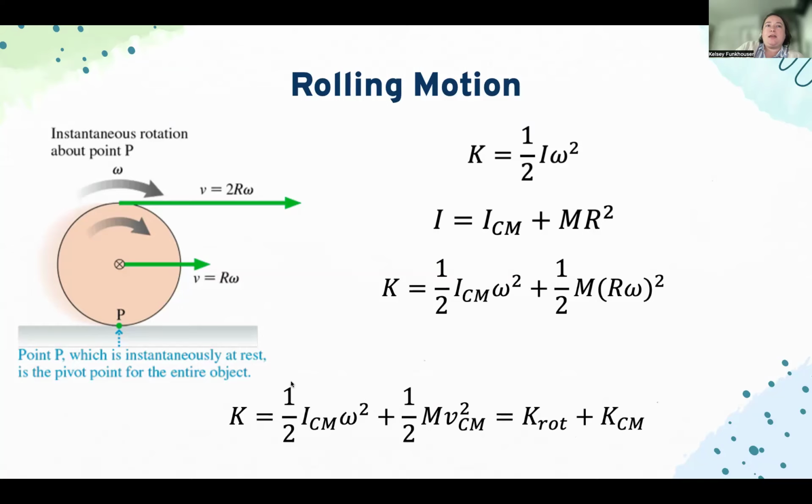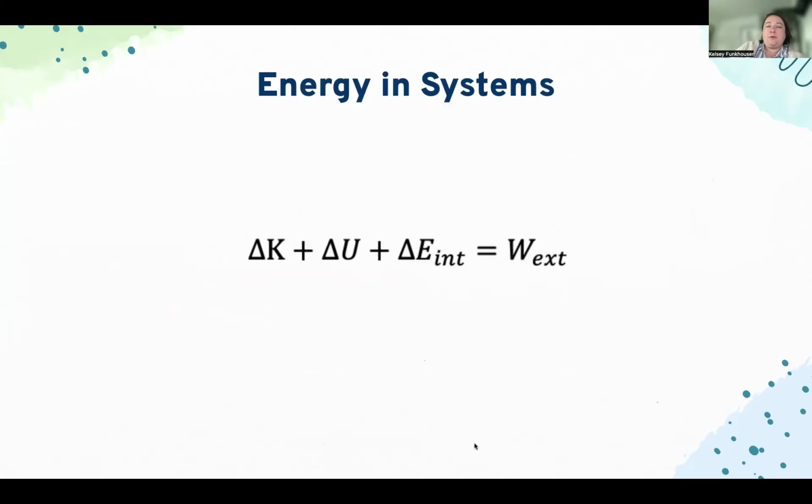So if something is rolling, your terms are 1/2 the rotational inertia about the center of mass times the angular velocity squared, plus 1/2 the total mass times the velocity of the center of mass squared. Then for energy in systems, it depends on how you define your system, but in general, the changes in energy of the system are equal to the external work applied to the system.